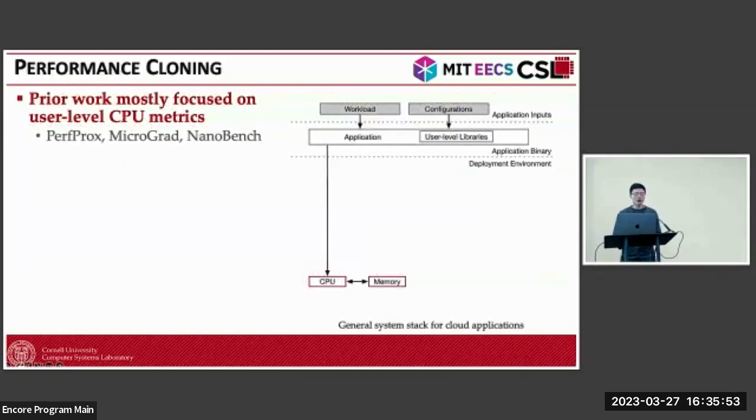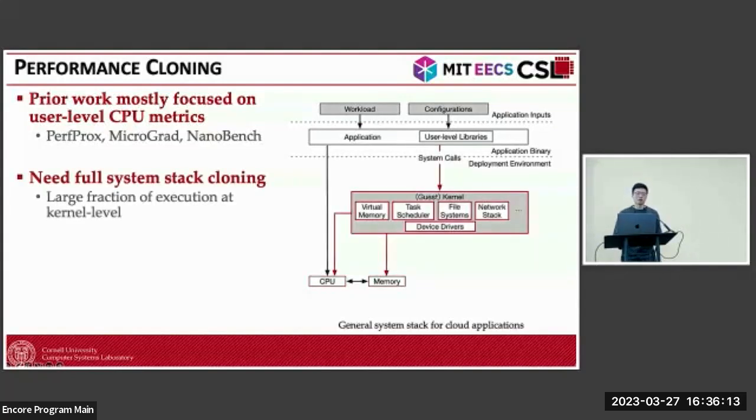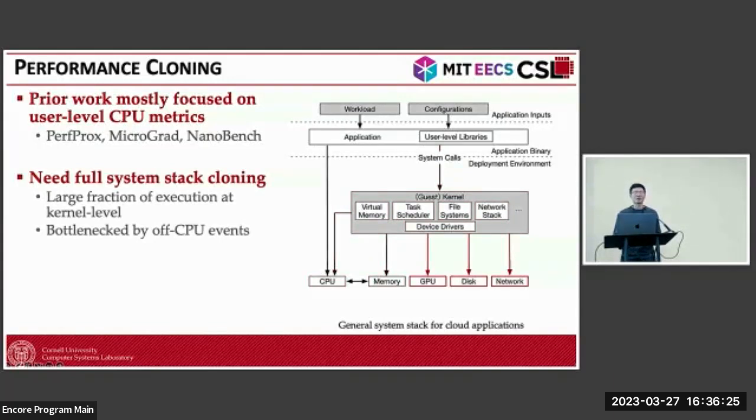Previous work on performance cloning profiles the architecture-independent features and generates proxy benchmarks to mimic their low-level CPU metrics, like the IPC and cache miss rate. But this is not sufficient to fully reflect the complex behavior of cloud services. First, they only consider the performance metrics in user space, but nowadays cloud applications spend a large fraction of their execution at kernel level. And second, cloud services are often bottlenecked by off-CPU events, such as context switching, network, and disk I/O.